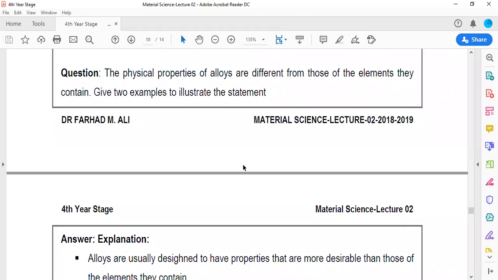Okay, now we have a question that says the physical properties of alloys are different from those of the elements they contain, we know that. Now it says give 2 examples to illustrate the statement. يعني أعطينا مثالين لتوضيح ذلك.